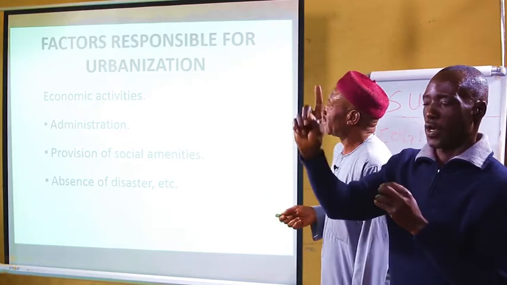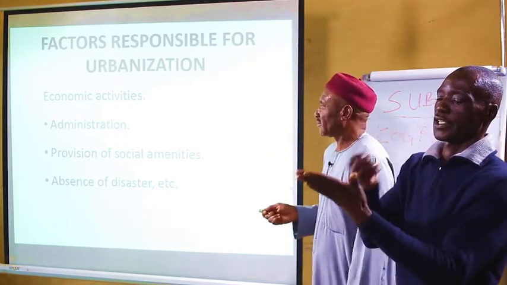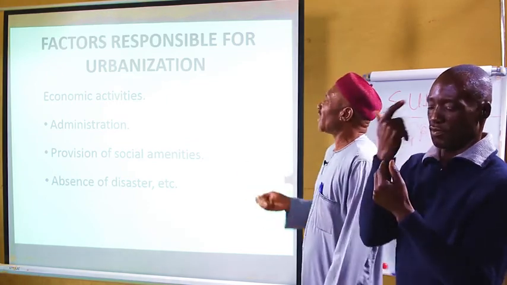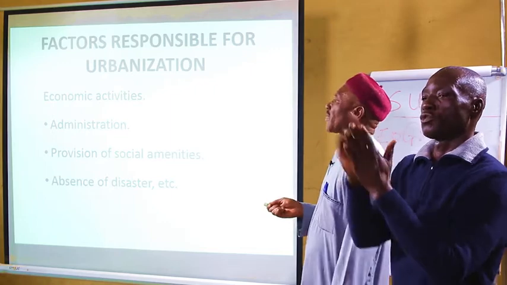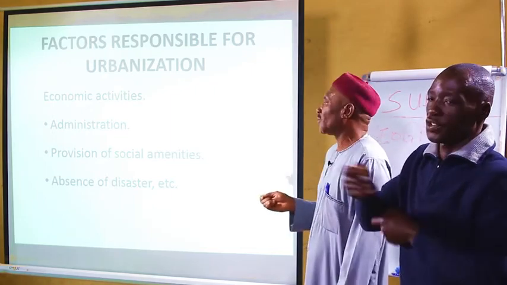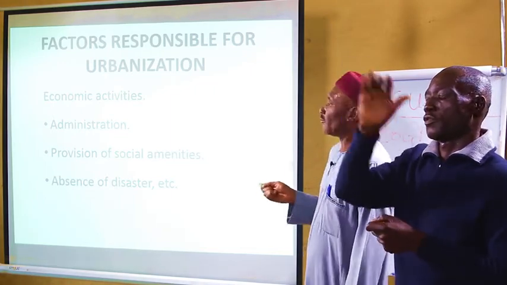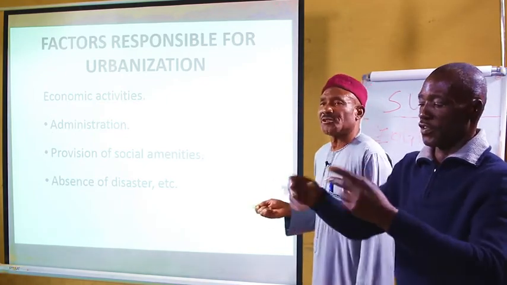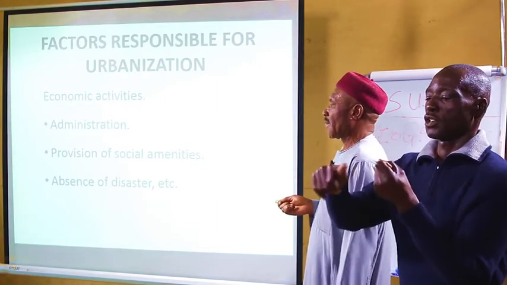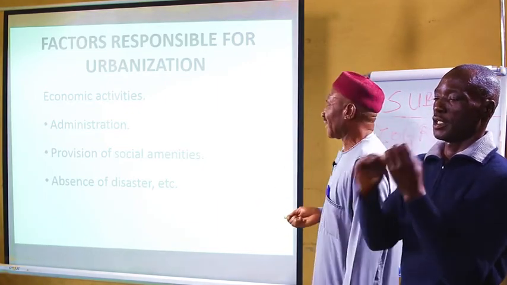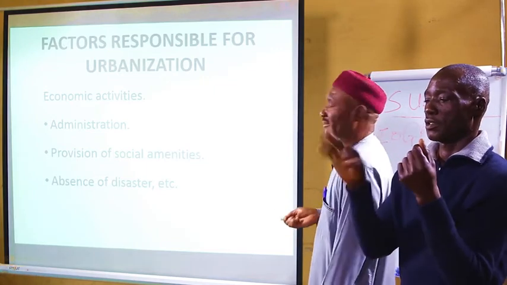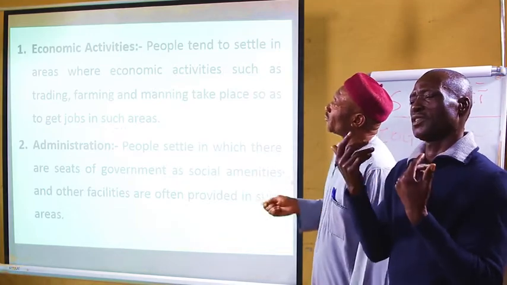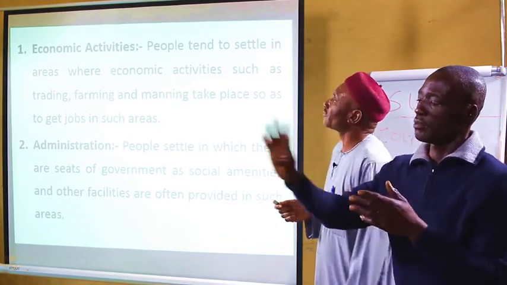One, economic activities is one of the factors that is responsible for urbanization. Two, administration is one of the factors. Provision of social amenities is another factor. The last but not the least here, absence of disaster. There are so many factors here. So we are going to take them one after the other.